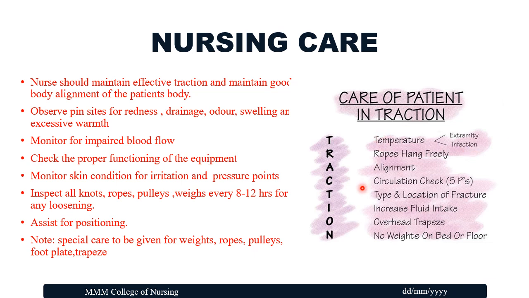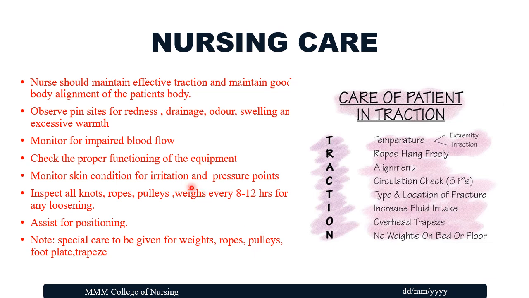We must keep in mind the mnemonic TRACTION. T indicates temperature, extremity, and the infection we have to look for. R represents ropes hang freely, A is the alignment of the body, C is circulation, check the 5 Ps, T indicates the type and location of fracture, I is increased fluid intake, O, overhead trapeze should be monitored, and N, no weights on bed or floor. This is a traction mnemonic.